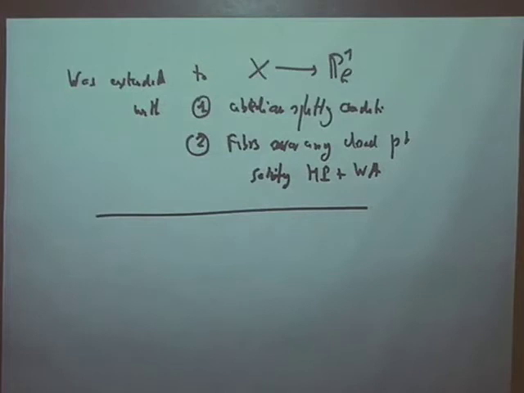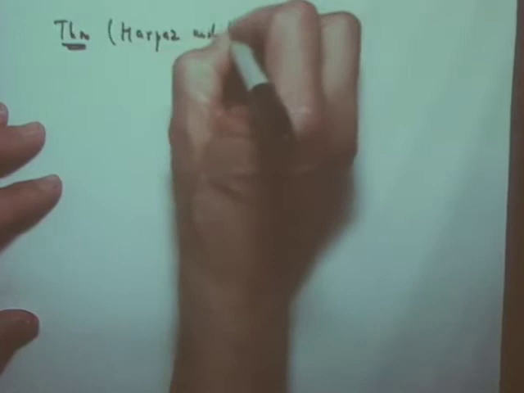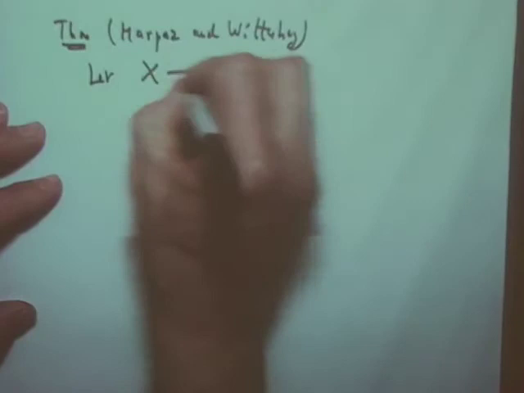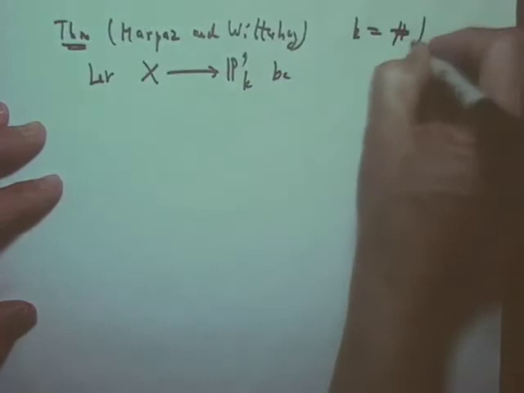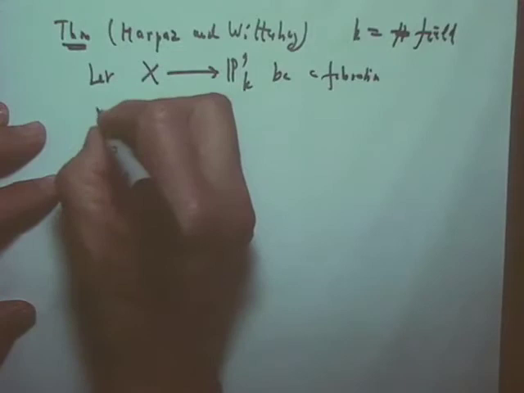So this is where Harpaz and Wittenberg have made big progress. And they have proven a totally unconditional theorem for zero cycles. So I repeat, for rational points, they have a conditional theorem depending on this hypothesis HW, which in certain cases becomes unconditional when you're over Q. But here we have unconditional theorems over any number field. So theorem: let X to P1K, where K is a number field, be a fibration in rationally connected varieties.